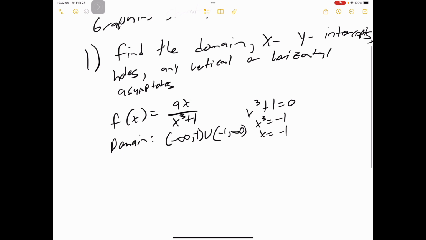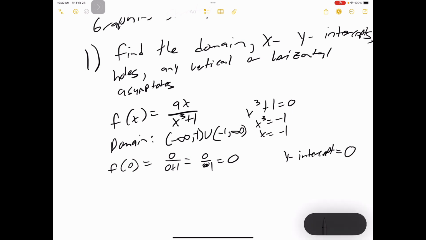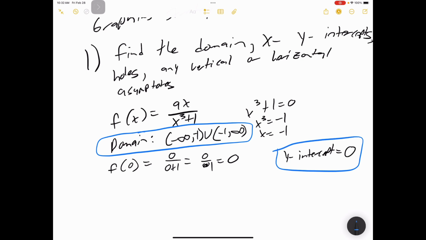The second piece here is finding the x and y intercepts. So let's start with that. F of 0, when x is 0, we have our y-intercept is equal to 0 over 0 plus 1, which is equal to 0 over 1, which is equal to 0. And so our y-intercept is equal to 0, which means the point 0, 0 is a point on our graph. And I will, maybe in a different color, circle the important things here. We have our domain, we have our y-intercept.